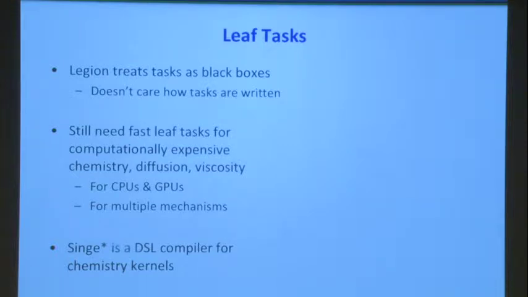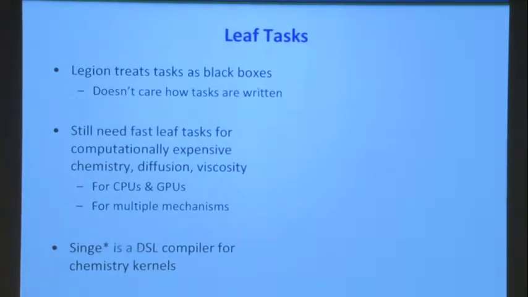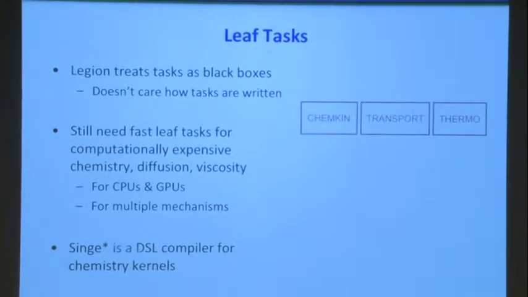So it doesn't care how you write the tasks, but you still need to have fast leaf tasks to be computationally efficient. And in our case, that's for chemistry, diffusion, viscosity, and that sort of thing, for different types of compute devices on a machine, CPUs, GPUs, and for multiple mechanisms. And so what we wrote is a domain-specific language chemistry compiler called Singe that evaluates chemistry very fast, taking inputs from Chemkin, for example, for chemistry, transport, and thermo.